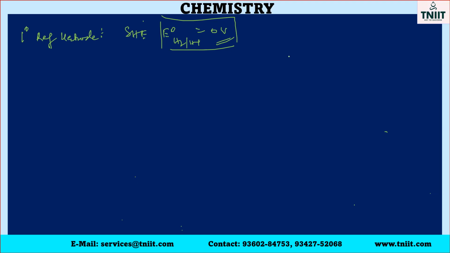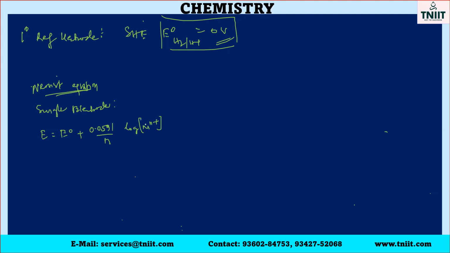Now, the Nernst equation. These are the formulas which you have to remember. One is the Nernst equation for a single electrode potential. For a single electrode, the electrode potential E is calculated by the formula E naught plus 0.0591 divided by n log of M n plus.